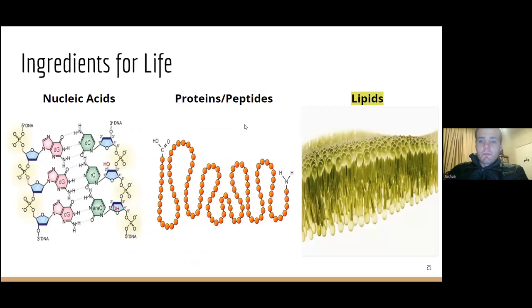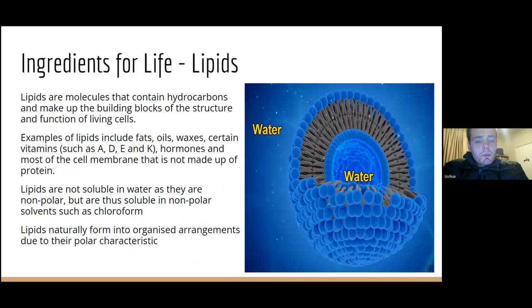So just the final ingredient here is lipids. Lipids are molecules that contain hydrocarbons that make up the building blocks of the structure and function of living cells. Examples of lipids include fats, oils, waxes, certain vitamins, hormones, and most of the cell membrane that is not made up of protein. Lipids are not soluble in water as they are nonpolar, but are thus soluble in nonpolar solvents such as chloroform. Lipids naturally form into organized arrangements due to their polar characteristic.